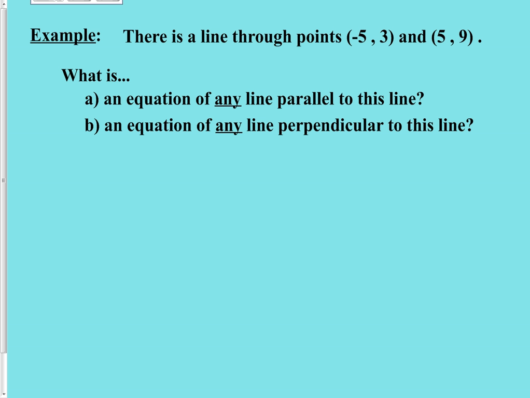Example: there is a line passing through points negative 5, 3 and 5, 9. They want what is an equation of any line that is parallel to this line, and what is an equation of any line that is perpendicular to this line. Okay, so there's just one more step that we're going to take on this example. We're going to have to figure out what's going on with the slopes, and then we're going to have to write an equation that would allow those slopes to participate.